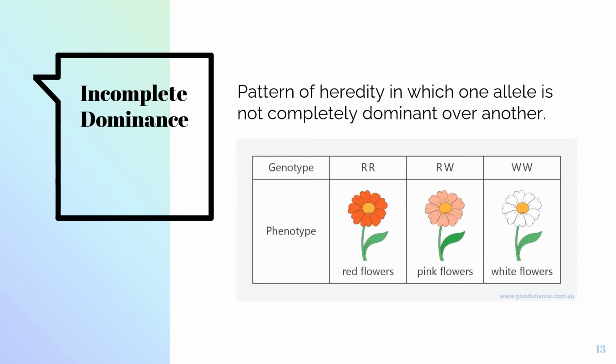Just like shown in the picture, as you can see, if the parents are the red flower and the white flower, the resulting offspring would be pink flower. What does it mean? It means here that one allele is not completely dominant over another allele.